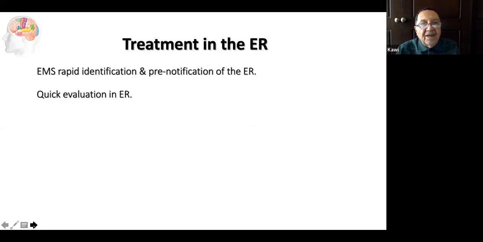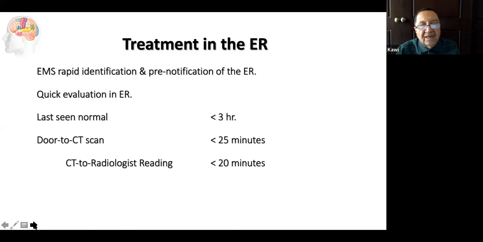So for rapid identification, we have to do a quick evaluation. We decide if the last time that he was seen normal is less than 3 hours. Someone has seen him while he was leaving work to go home, and he was normal. When he arrived home, he was hemiplegic. Well, then that is the time last seen normal. Then we should rush him to the CT scan, and it should be less than 25 minutes, door to CT scan, and CT to radiologist reading the report should be less than 20 minutes.